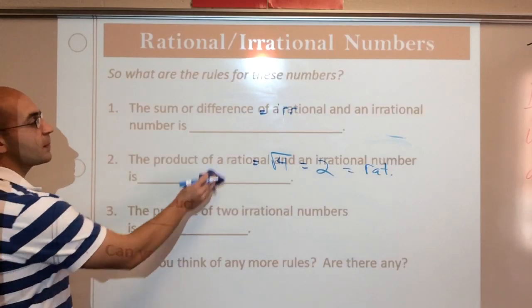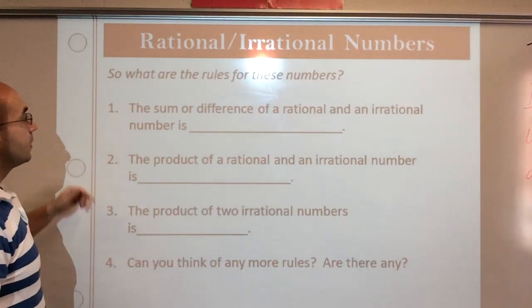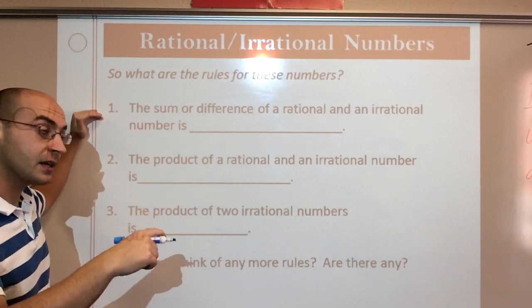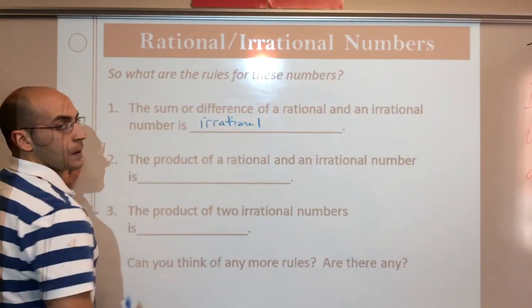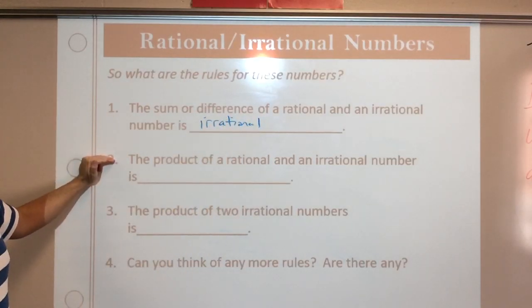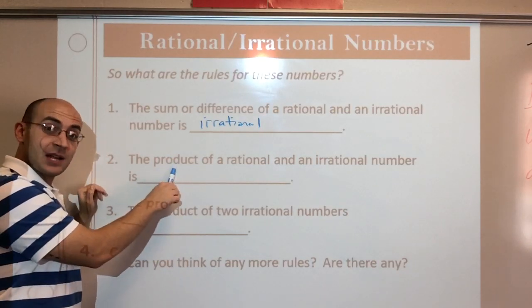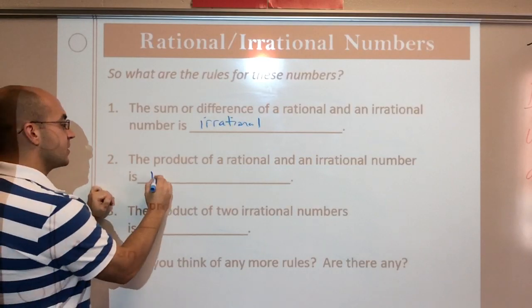Okay, let's talk about a couple of very simple rules and we'll move on from there. Number 1, the sum or difference of a rational and an irrational number is, and we just did an example a minute ago, irrational. The product of a rational and an irrational number is, okay, let's make sure we use math terminology, the product. So we're talking about multiplication. It's irrational.